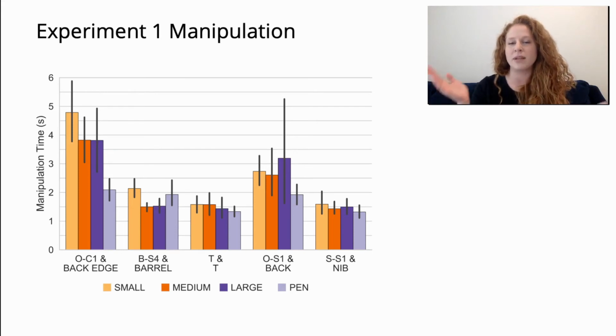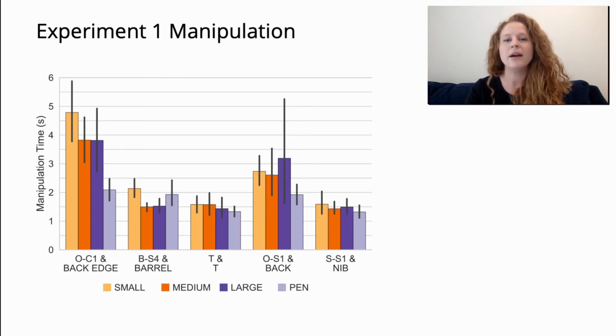And then we compared manipulation times between pen and their corresponding Conte contacts. And we only found 1 pair to actually be slower with Conte. And so this suggests that a pen isn't any faster to manipulate than Conte, and it only has 5 contacts, where Conte has 26.